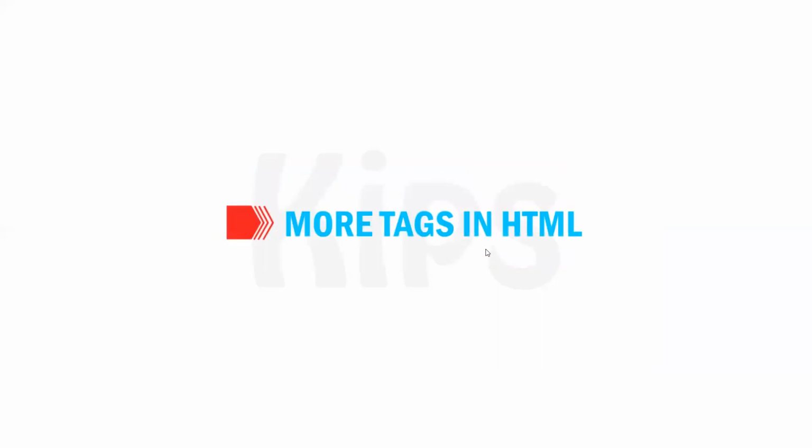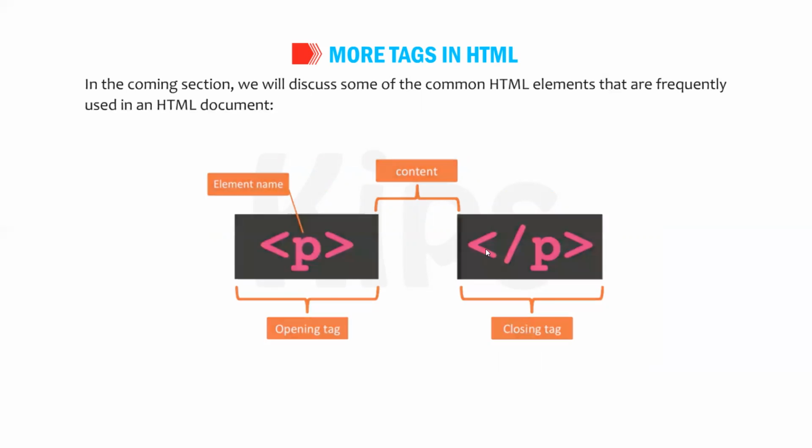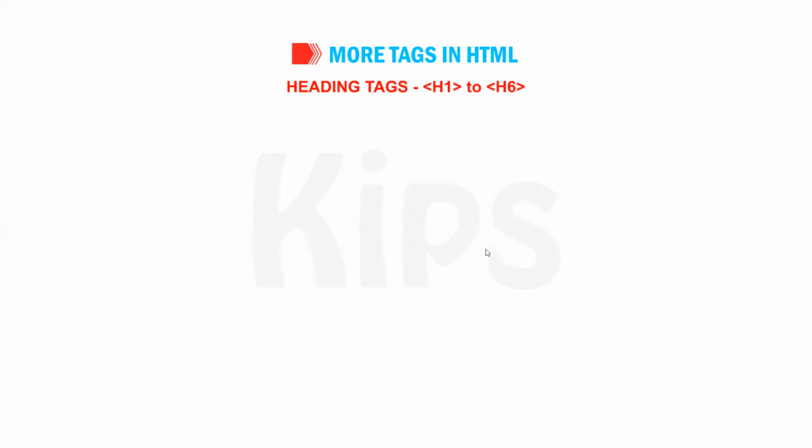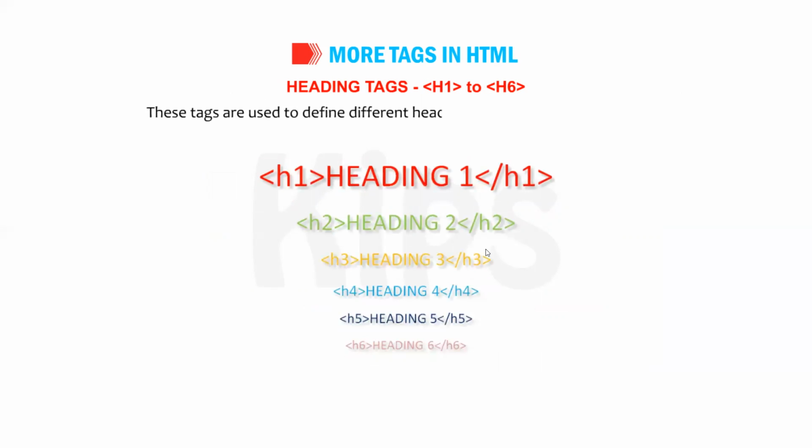Students, let us understand some more tags in HTML. In the coming section, we will discuss some of the common HTML elements that are frequently used in an HTML document. Heading tags H1 to H6. These tags are used to define different heading levels in an HTML document. These are basically used to emphasize the text.